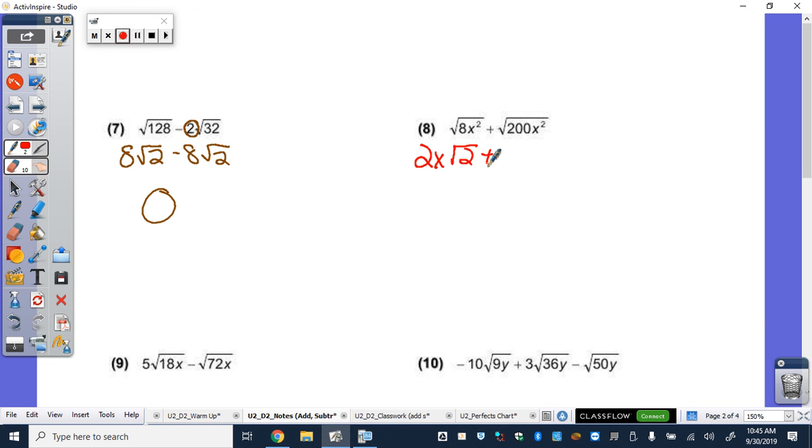Perfect square that goes into 200. 100. Square root of 100 is 10. And again, that x squared comes out as an x. So then 2x plus 10x would be 12x radical 2. All right, you guys go ahead and try those last 4 down there. Practice your simplifying. Simplifying radicals is going to be used a lot.